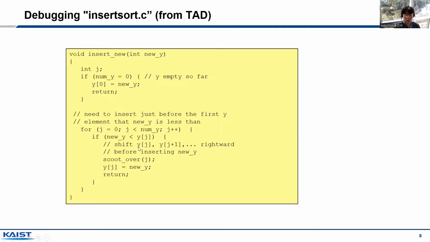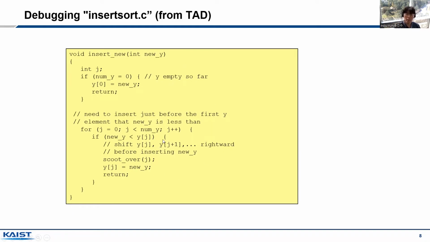If that is not the case, we already have some numbers. Then we have a for loop, and we try to find the right position. When new_y is less than y[j], it means this is the right position. Then starting from j, we need to shift all the numbers by 1, and that's what scoot_over does. And we want to put that number, new_y, at y[j], and we return. So this is what this function does.